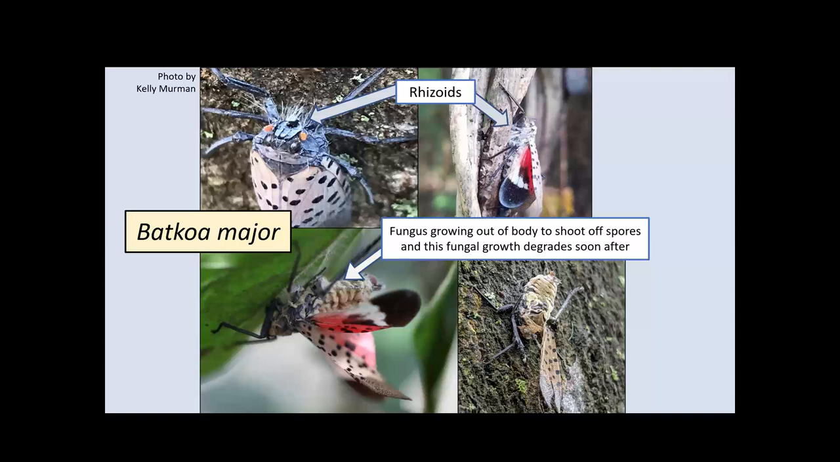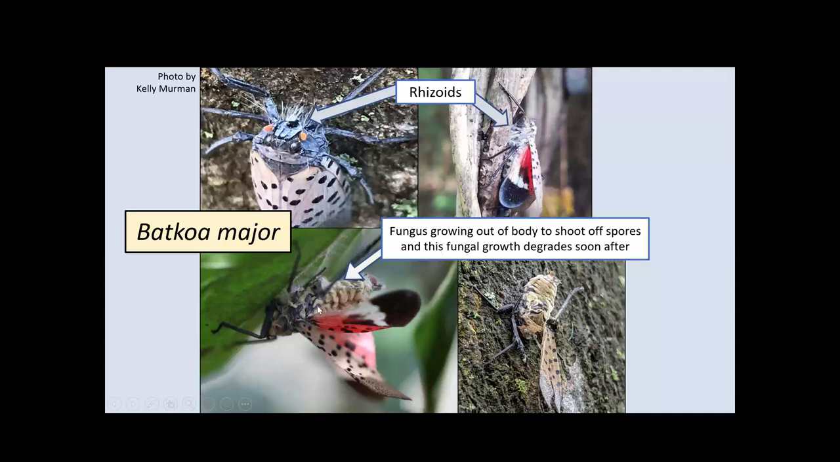And this is a whole different fungus, not Beauveria, but it's called Batkoa major. And it's actually a pretty poorly understood fungus. I'll talk a little bit more about it in a few minutes. But the interesting thing is that when these lanternflies were killed by this fungus, it produces these structures called rhizoids. They look almost like whiskers, you can see in the top left. And those emerge from the recently killed lanternfly and actually attach it to the bark, the undersides of leaves, whatever substrate it's on when it dies.